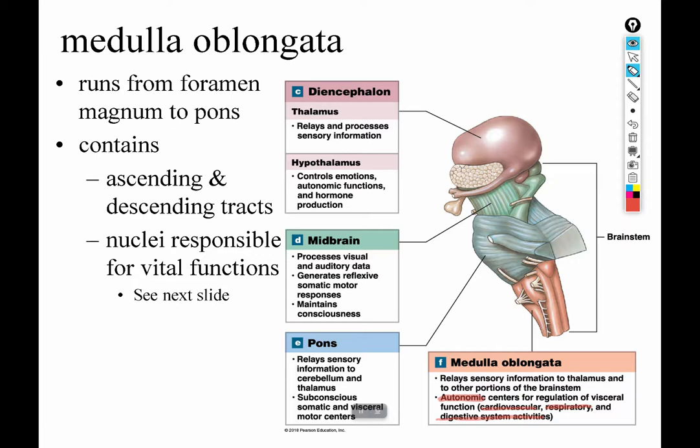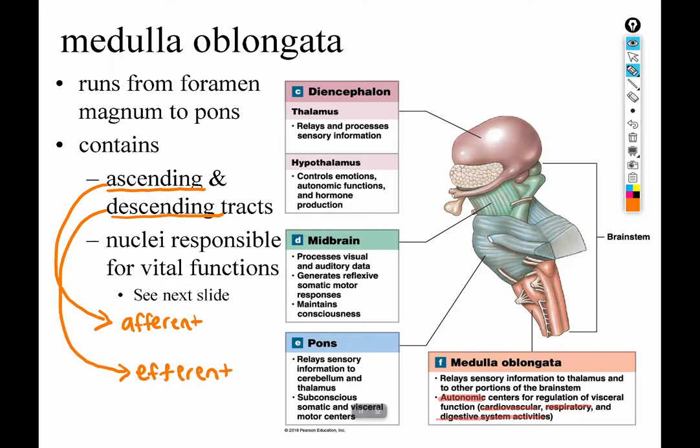Now, importantly, it contains both ascending and descending tracts. So let's just be responsible about terminology and take some time to check in with it. So we've talked about the ways that we refer to the direction the action potentials are traveling. So this is a newer one that you haven't quite seen yet. Ascending means going up. So you can think of ascending and afferent as being synonymous in this case. And then descending is efferent. So we have sensory and motor.